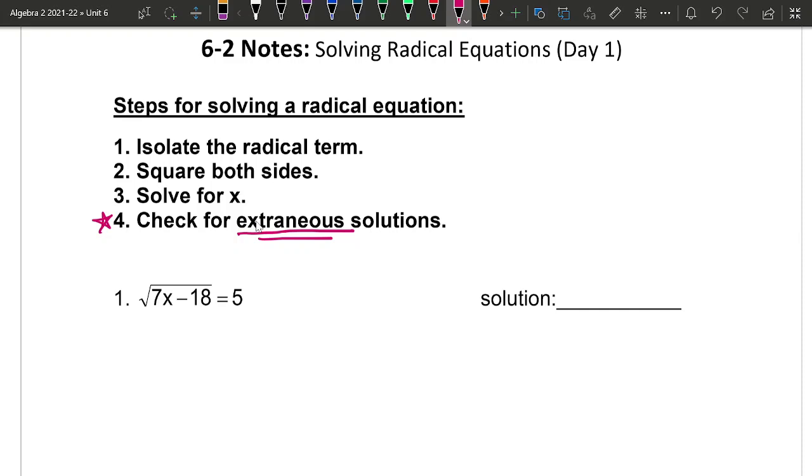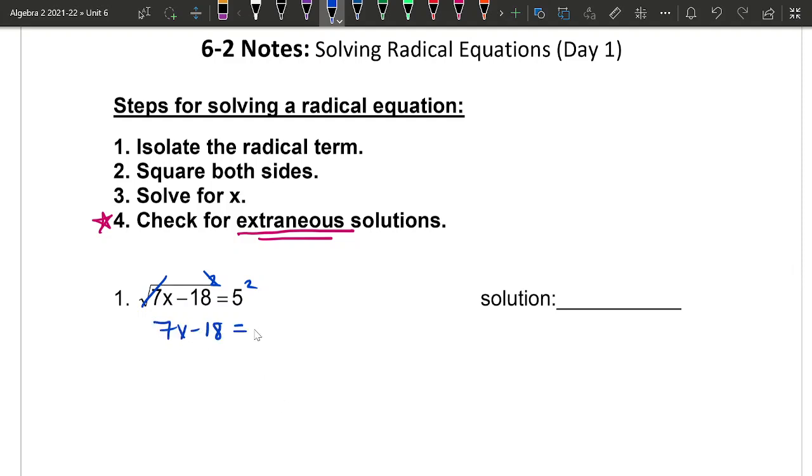Okay, so solving a basic problem like number 1, the radical term's already isolated on the left. So to cancel it out, I'm going to square it. If I square one side, I have to square the other. So now the square root and the squared cancel.